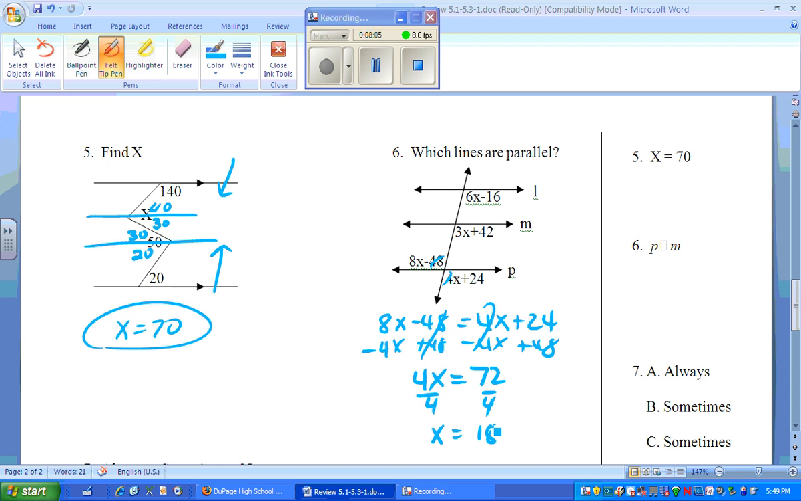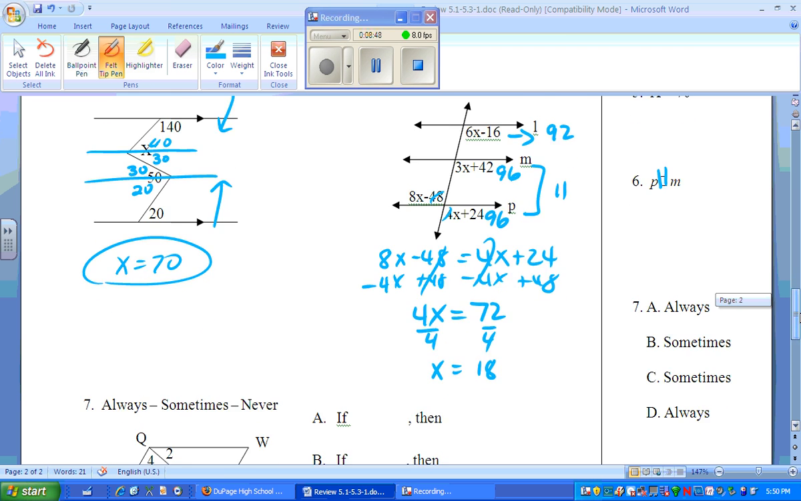Want to find which lines are parallel, so we'll plug it back in. When we plug it back in here, we do 6 times 18, and then we're going to minus 16 from that. We get 92. When we have this angle right here, that's 3 times 18 plus 42. We get 96. And then we got 4 times 18, and then we're going to add 24, giving me 96. So this angle is corresponding to this angle, is corresponding to this angle, but these two aren't congruent. These two are, so we know that P and M end up being parallel to each other.